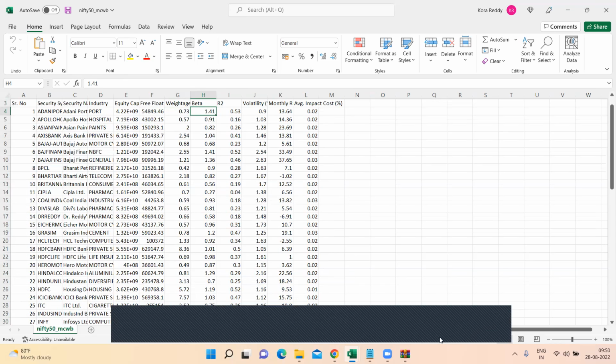Beta is simply by how much the underlying security moves when the benchmark moves. So 1.41 means if Nifty moves by 1%, your Adani Ports moves by 1.41%, either way. If Nifty is down, Adani Ports will be down by 1.41%. That is a characteristic in the last 1 year.